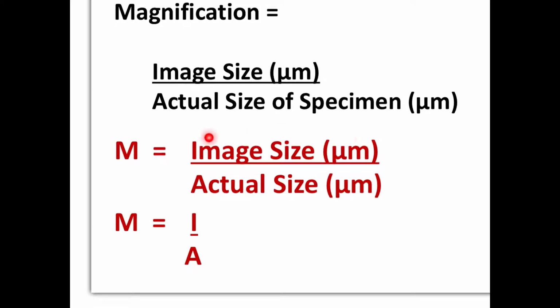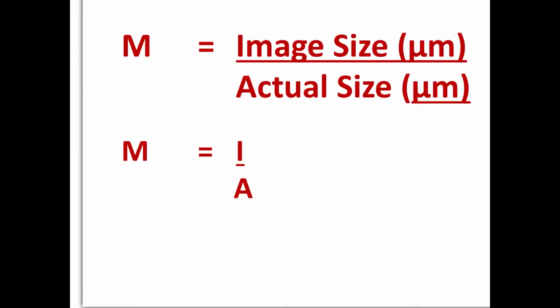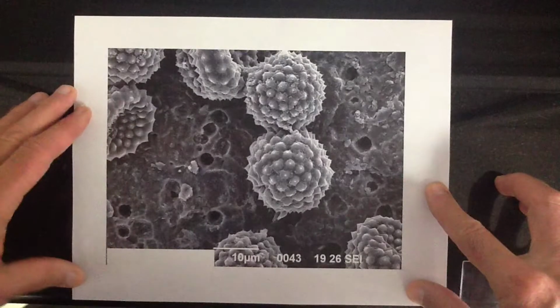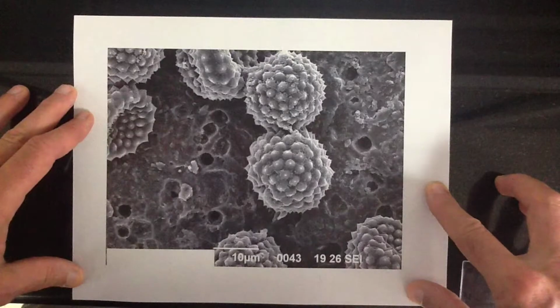Remember that both the image size and the actual size need to be in micrometers for this calculation to function properly. So here it is. It's the MIA formula. Image size and actual size are both in micrometers. With this micrograph of pollen grains, I'm going to show you how to calculate the magnification of the image.